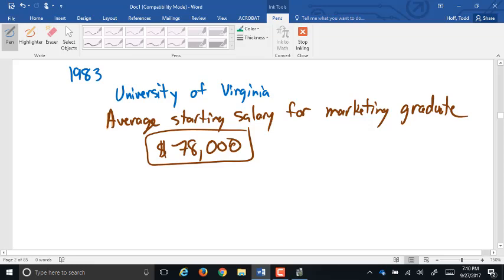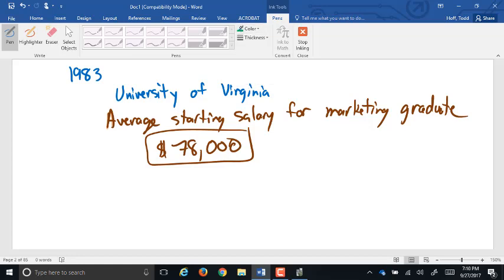Starting salary, by starting salary, it means that's your first job out of college. Yeah, that would be really good money right now. $78,000 a year, I might change careers. Back in 1983, to put this in perspective, your average high school teacher was starting at between $16,000 and $18,000 a year. That was a lot of money in 1983.